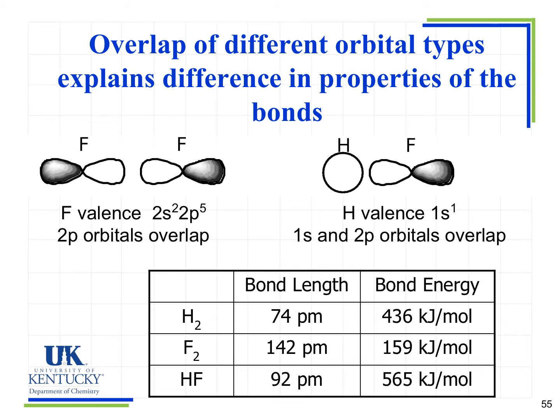So when we look at the differences in H2, F2, and HF, they can be explained by different orbitals overlapping. H2 is the 1s orbitals overlapping, F2 is the 2p orbitals overlapping, and HF is one of each. And so, not surprisingly, the values for bond length and bond energy for the HF molecule fall somewhere between the H2 and the F2 values.